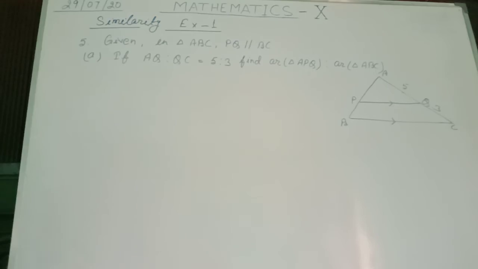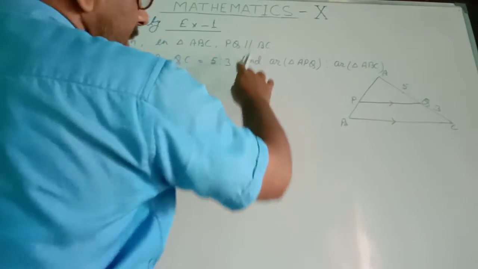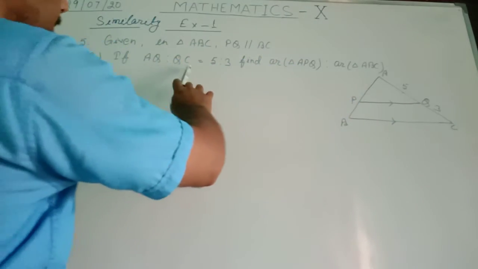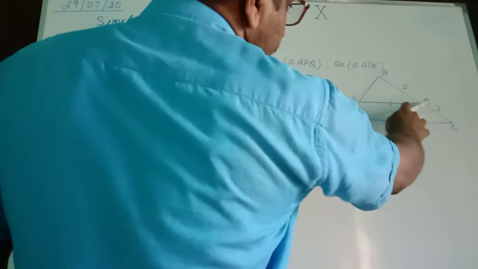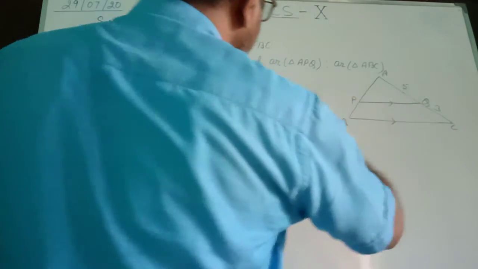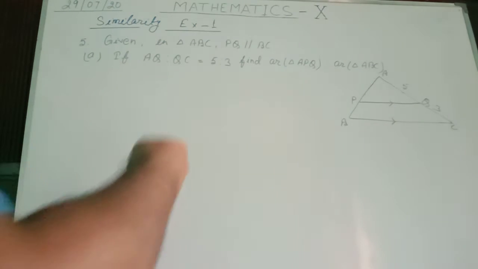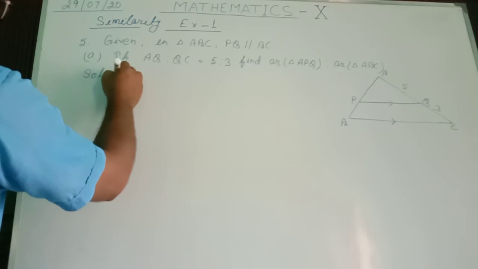In question number 5, given informations are: in triangle ABC, PQ is parallel to BC. AQ is to QC equal to 5 is to 3. Find area of triangle APQ by area of triangle ABC. So for that, we write the solution.